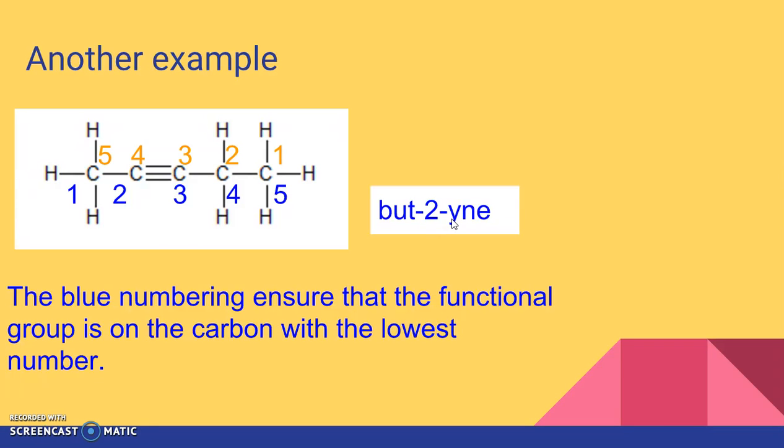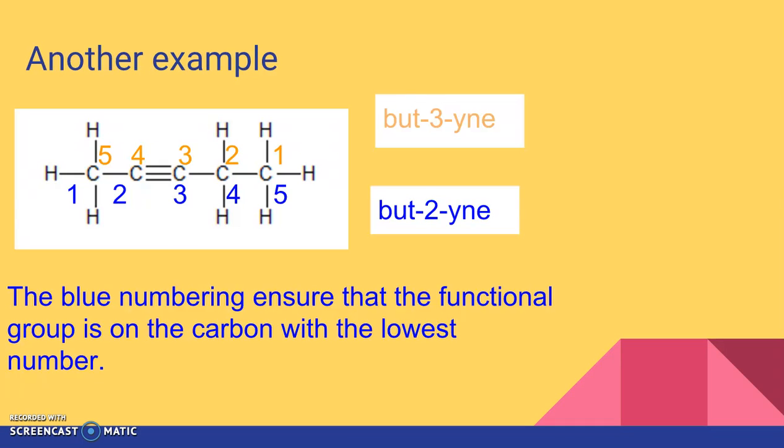I could also number it in a different way, according to the orange numbering, making number 1 on this side. But if I number it in this way, you will see that my triple bond appears after the third carbon. If I look at the blue, the functional group is after the second carbon. And if I look from this side, on the orange, the functional group will be after the third carbon. So the name for this one would be but-3-yne.